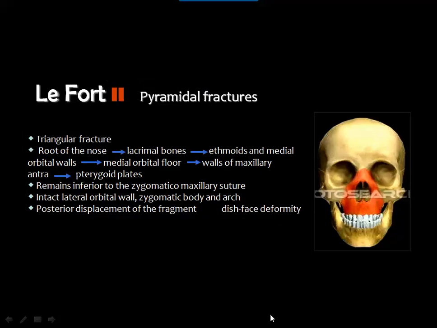Then we came to the Lefort type 2, which is known as the pyramidal fracture because of its shape. It will affect the root of the nose, the medial orbital wall, the anterior wall of the maxillary sinus, as well as the middle part of the zygoma and ethmoidal air cells. Then you can see that this fracture does not affect the lateral orbit nor the zygoma.